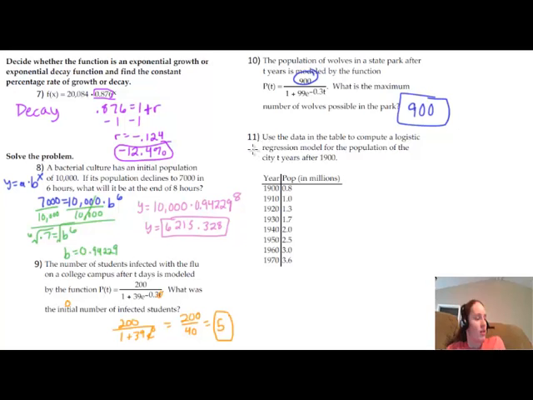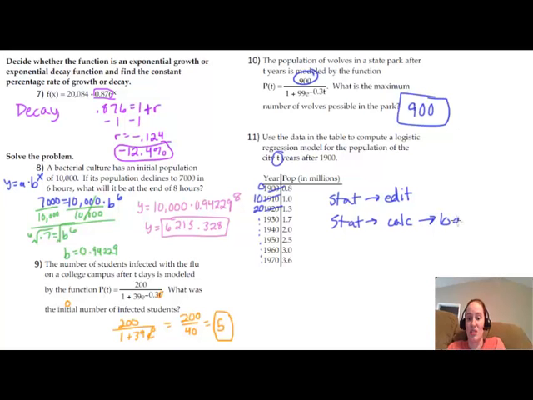Number 11, we need to plug this into our calculator. Notice that it tells us that we're talking about t years after 1900, so we're actually going to plug these in as 0, 10, 20, and so on. And then the other column will be what it's supposed to be. To do this, you go to Stat, Edit, and then once it's in the table, you go to Stat, Calc, and it asks for logistic regression, which means you need to go find logistic.